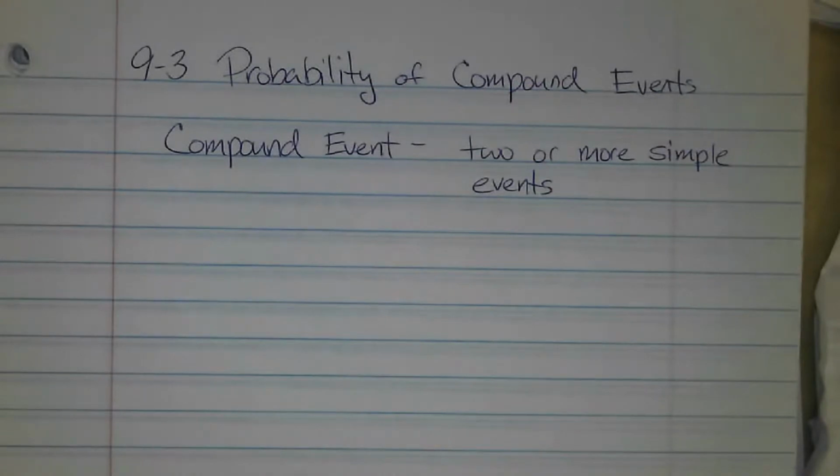So, a compound event, that's two or more simple events put together. Remember, simple events are things like flipping a coin to see if you get heads or tails, rolling a number cube to see what number comes up, things like that. When you do two or more of those together, it's a compound event. So, for example, let's say you flipped a coin, then rolled a number cube to see what your chances were of getting tails and then a 3, or heads and then a 6, and so forth.